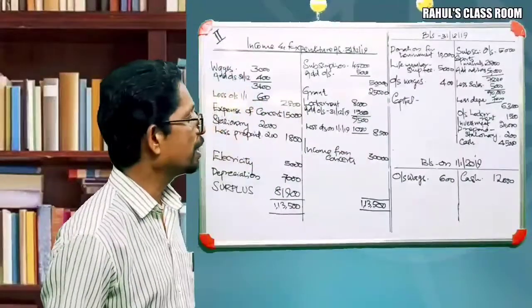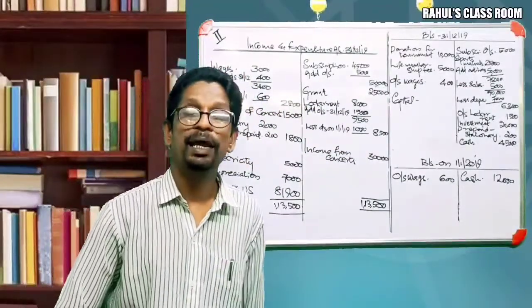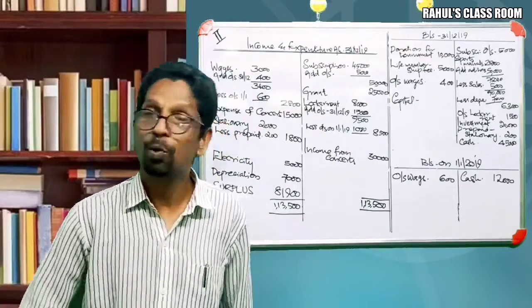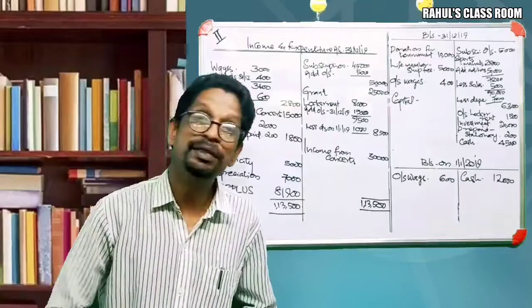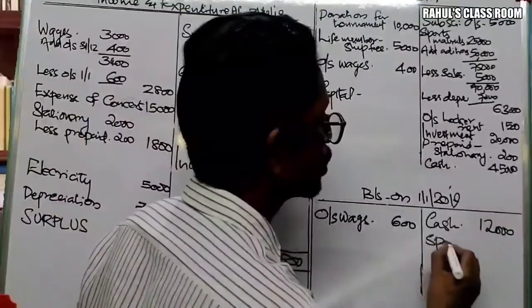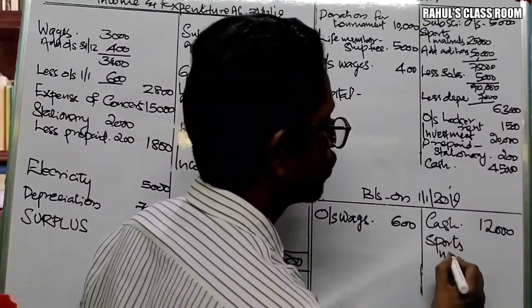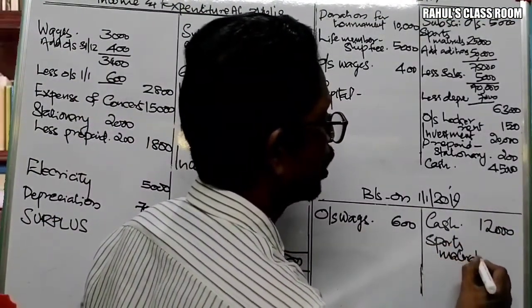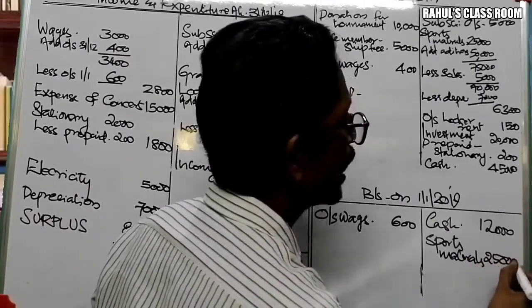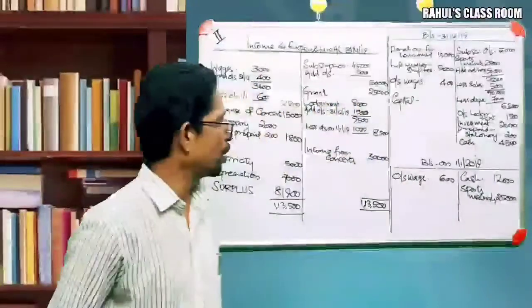Similarly, the club has an opening value of sports materials worth rupees 25,000. This is also an asset as on that date. So we are writing here sports materials rupees how much now? 25,000. Again, any other item now?